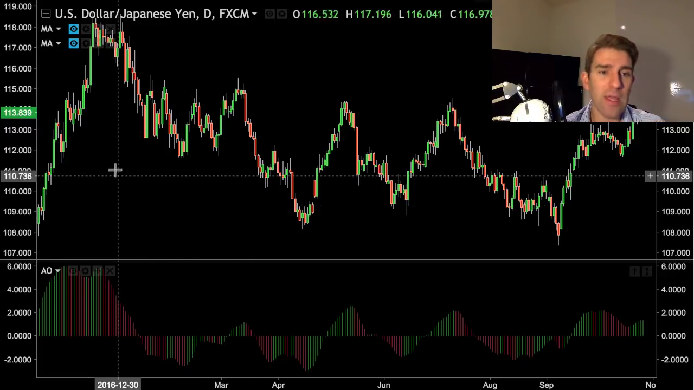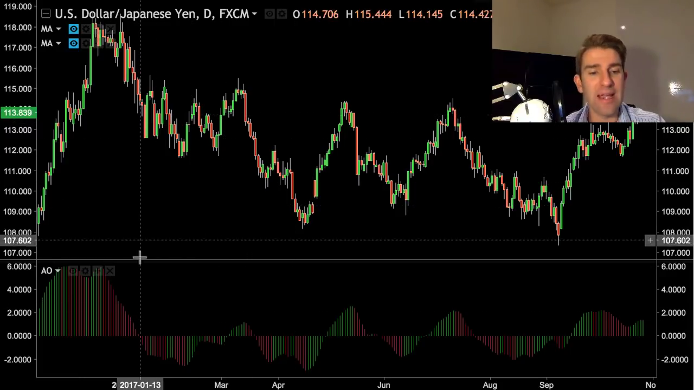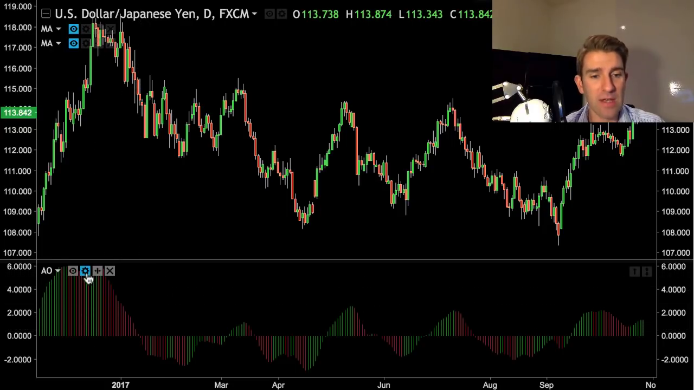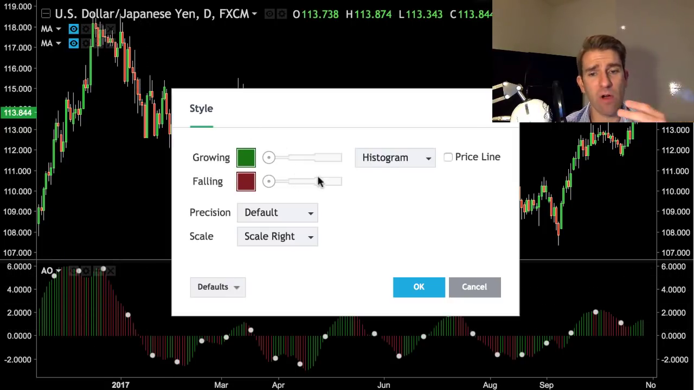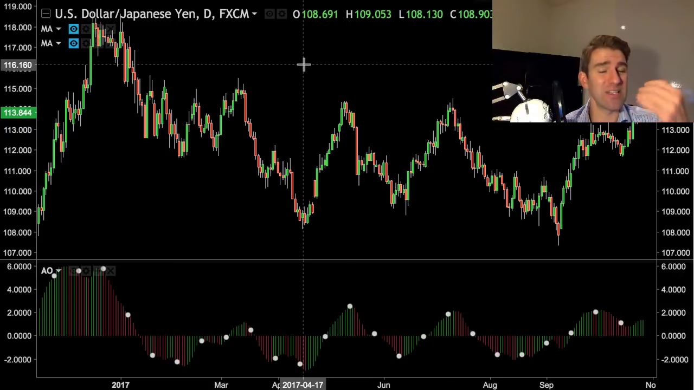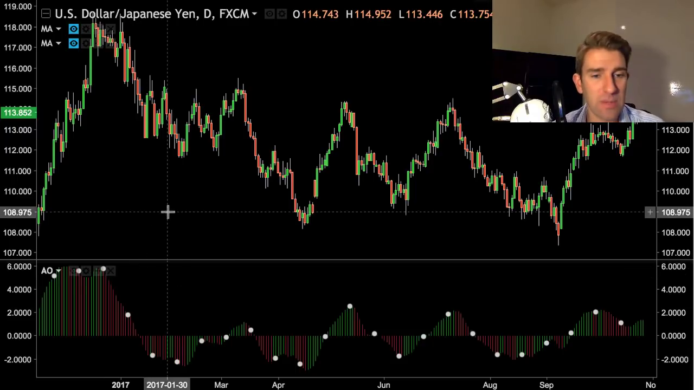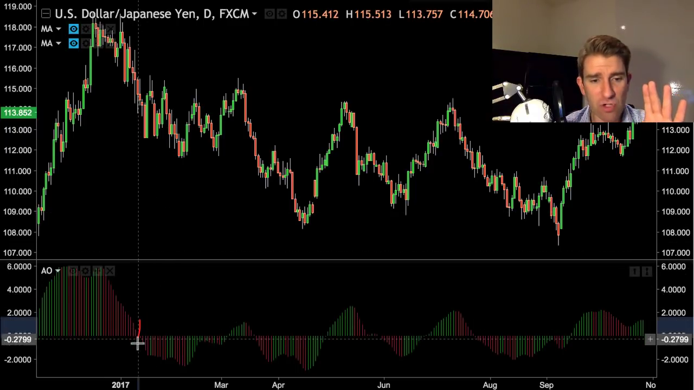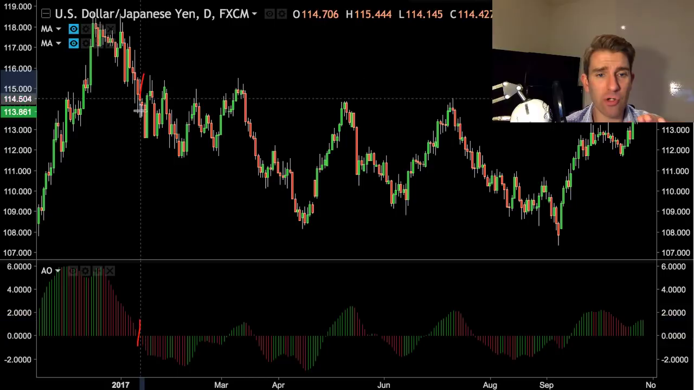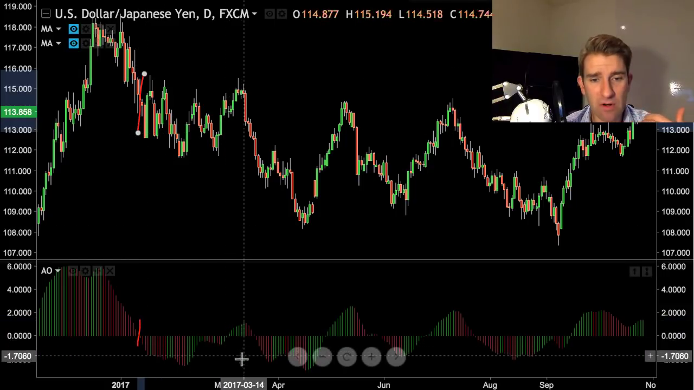So example here, I've got US dollar JPY up on a daily chart, and I've got the Awesome Oscillator. Just check the settings, by the way. There are no settings because, of course, it is just those two moving averages. All you can do is change the color and the way it's displayed. As we cross below the zero line here, you would be going short. As you cross back above the zero line, you'd be going long.